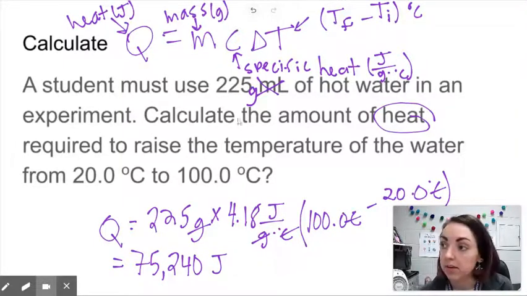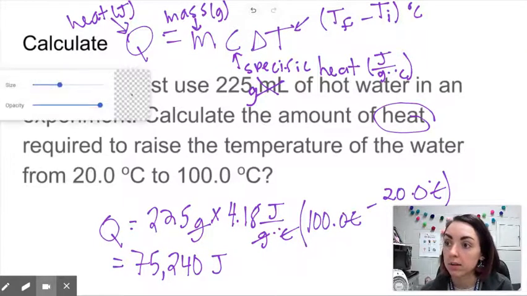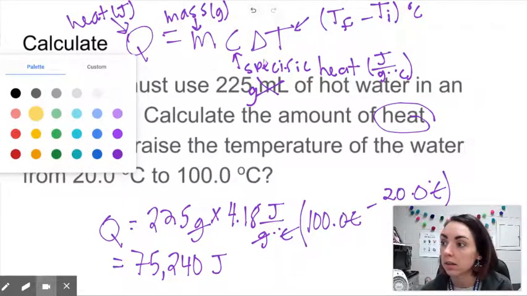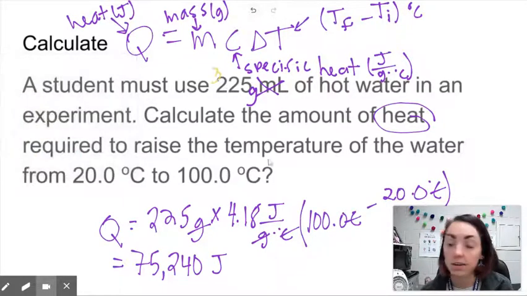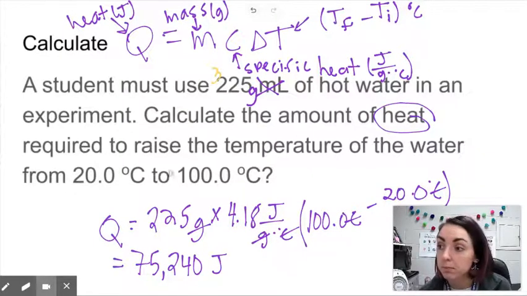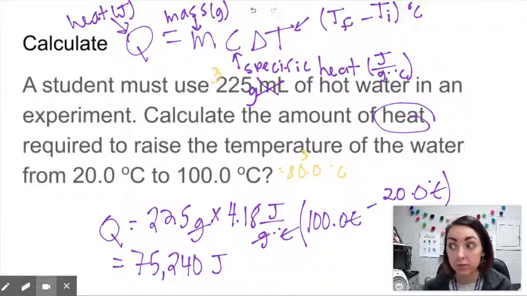Let's talk sig figs. I've got 3 sig figs here in 225. And then my specific heat is 3 sig figs. And then when I subtract these, I get 80.0 degrees Celsius, which is 3 sig figs. So it looks like for my answer, I get 3 sig figs. Right now, my answer has 4 sig figs.